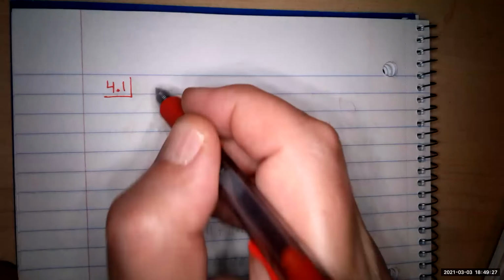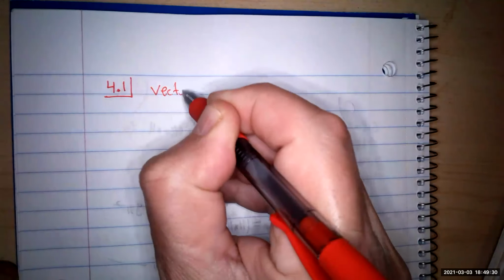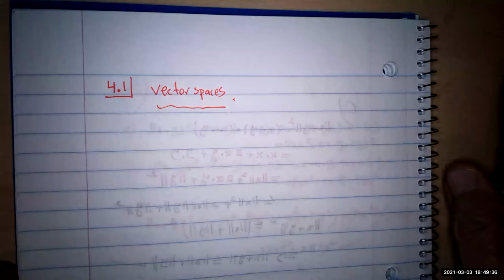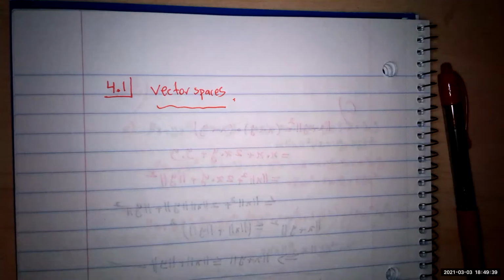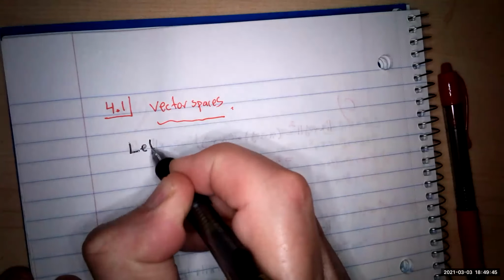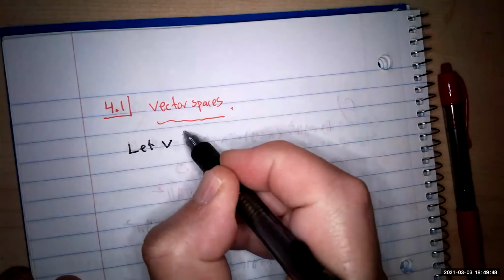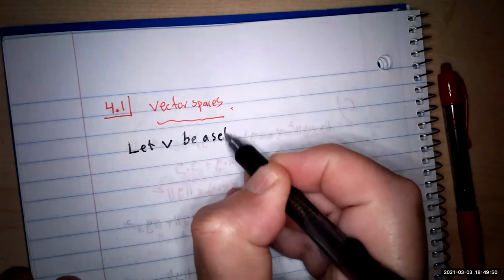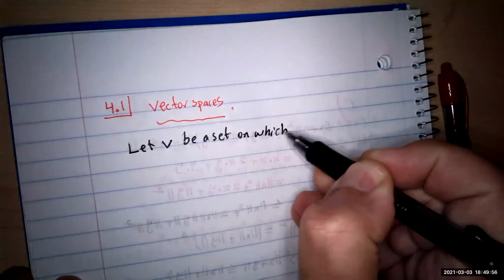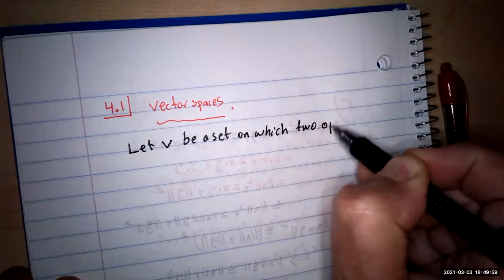So in 4.1, we go out of the classic case. We go to vector spaces. It's going to be the introduction of what vector spaces are. A vector space is a collection of objects with two operations. That's it. Let V be a set, a collection of whatever you like, a set on which two operations are defined. Two operations.